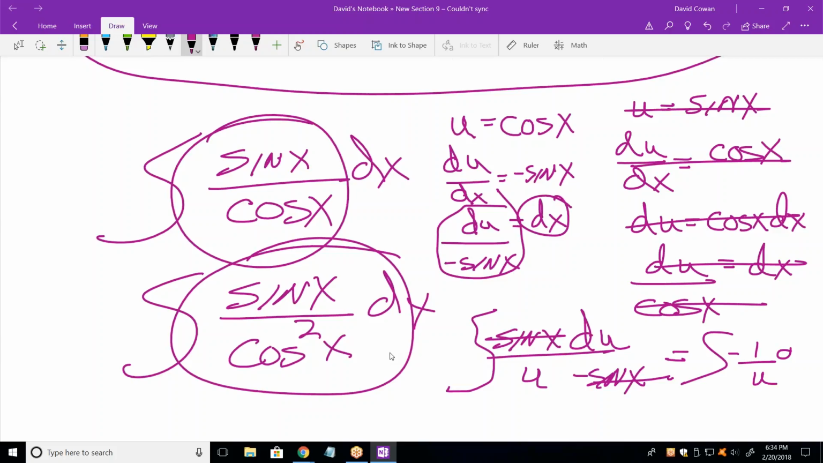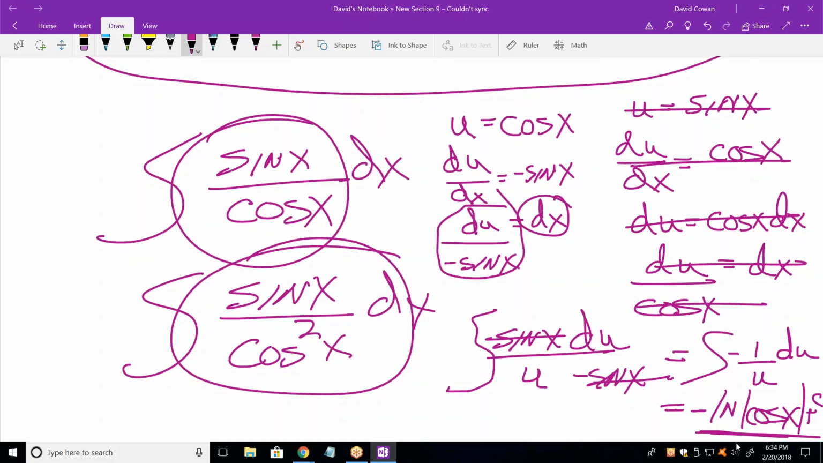So now I can integrate that. That becomes minus natural log, and u was cosine of x, plus c. There's your answer. Okay, that makes sense.